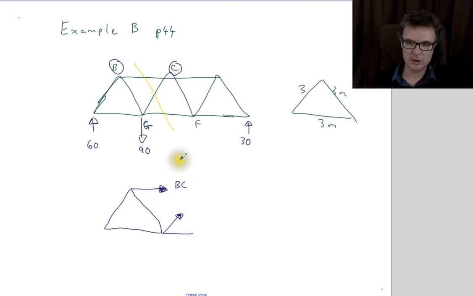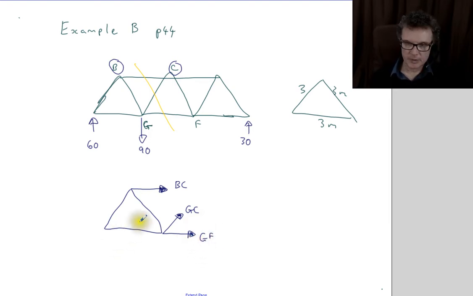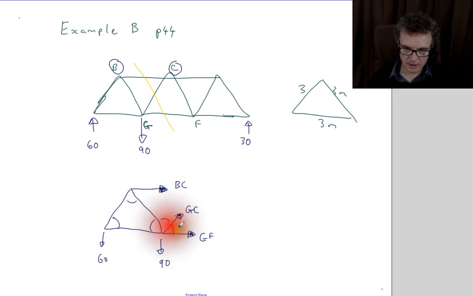Now the book uses a different convention to me. I would call this force CG myself, but the book is saying GC. And this one, they're saying GF. So I'm following the book. Okay, my convention is use the lower letter first, but it doesn't matter. We've got to keep our external forces on this side, so we've got a 60 and we've got a 90. Remember, these are all going to be 60 degrees.